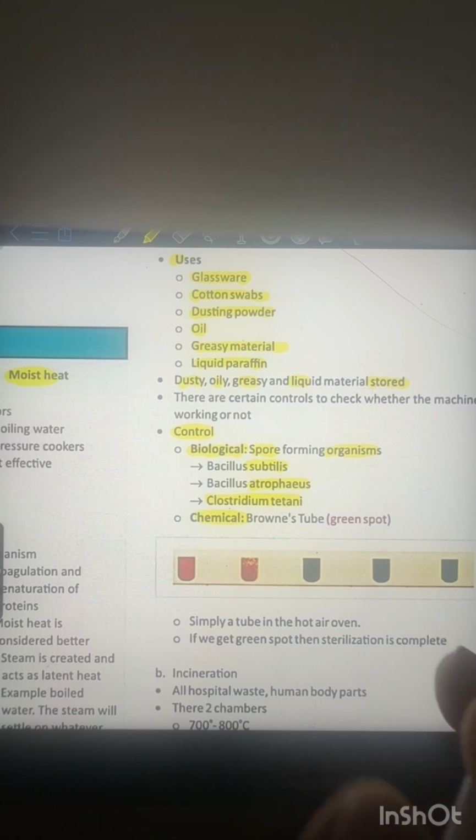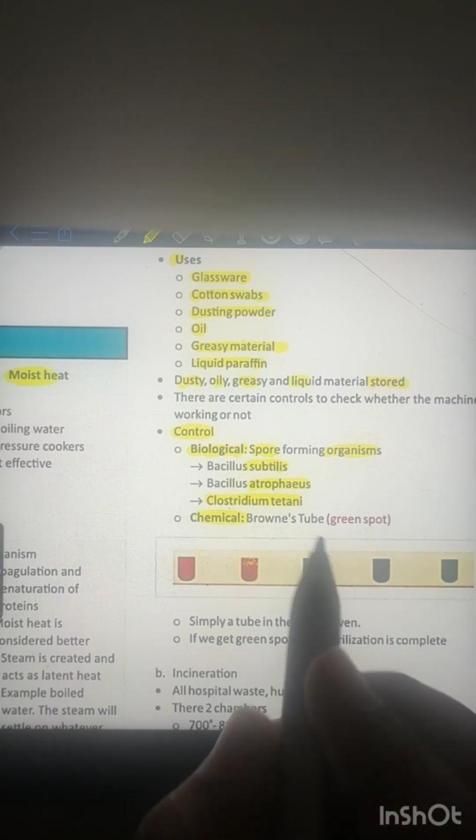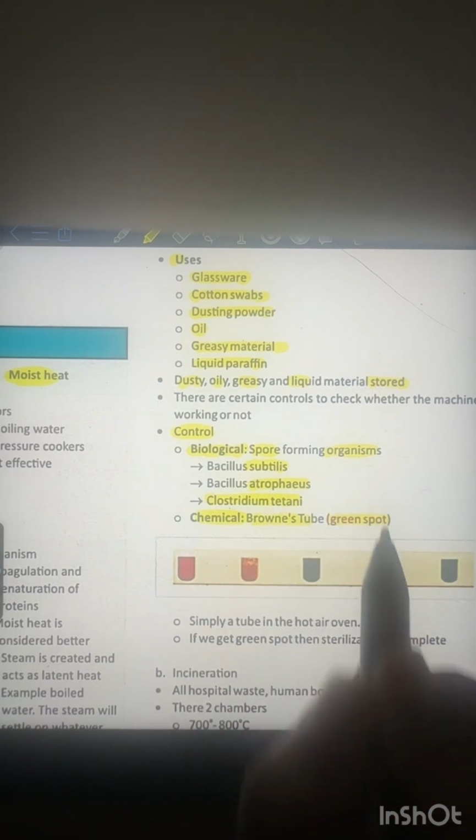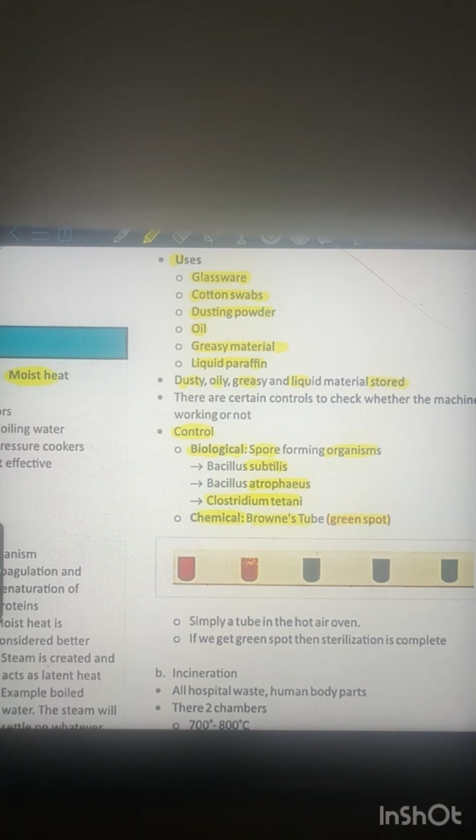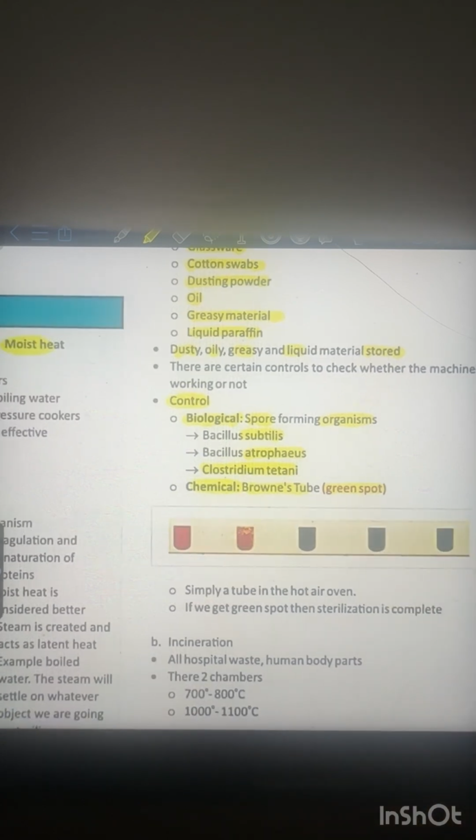Yes, please remember there is a chemical method also. This is not important for the FMG exam, but for NEET and INI it is. There is a chemical control that is used, and that is known as the Browning's tube. You should just know the name. And this is a tube which has a red color fluid. So when I keep this tube inside over here along with all my oily, greasy, dusty material.